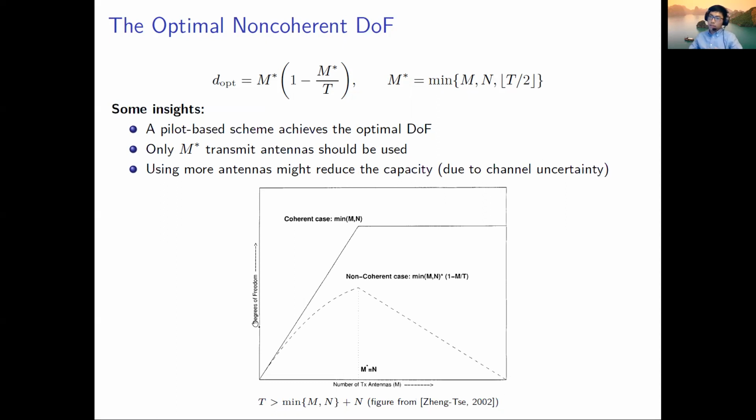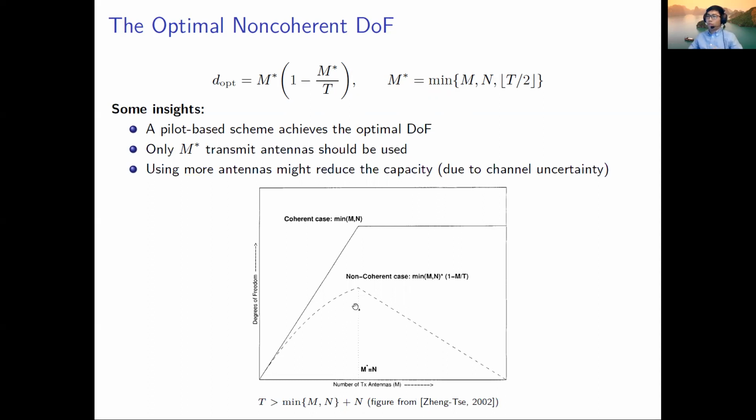We can directly see that in this figure. Here, the degrees of freedom is plotted versus the number of transmit antennas for the non-coherent case and the coherent case. We see that if we increase the number of transmit antennas to be larger than the number of receive antennas, the non-coherent degrees of freedom is decreased. This is in contrast with the coherent case, where the degrees of freedom is always increasing, or at least stays the same.